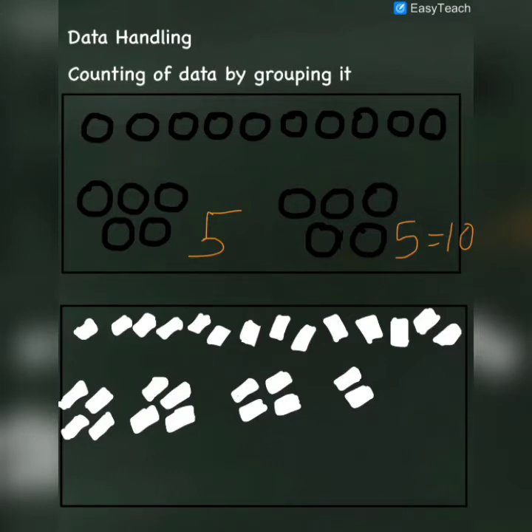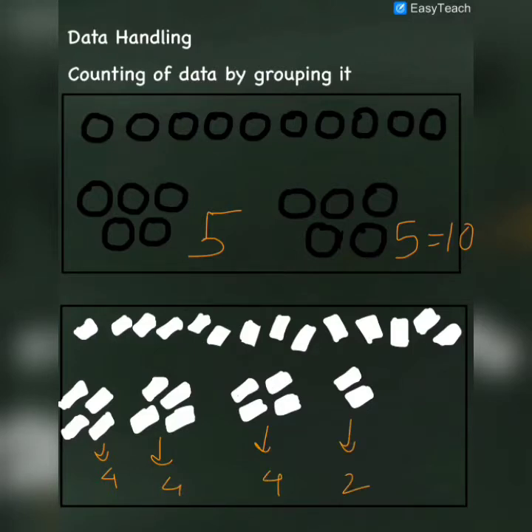Let's see another example. We have to count these erasers. So first we will count through the traditional method. 1, 2, 3, 4, 5, 6, 7, 8, 9, 10, 11, 12, 13 and 14. These are 14 in the first row. And now if we were to count this, how are we going to do this? We have made groups of 4s here. So now if we have to count this, how are we going to do this? Simply by looking: 4, 4, 4 and 2.